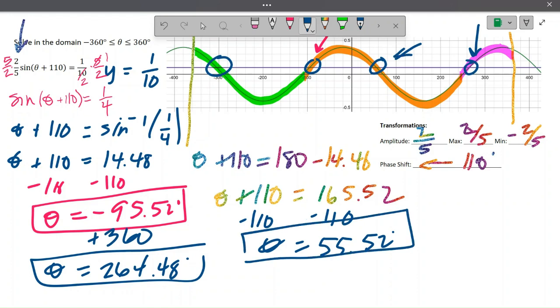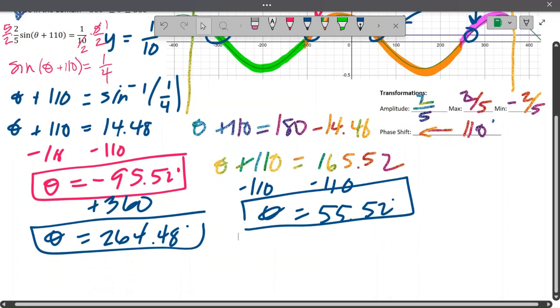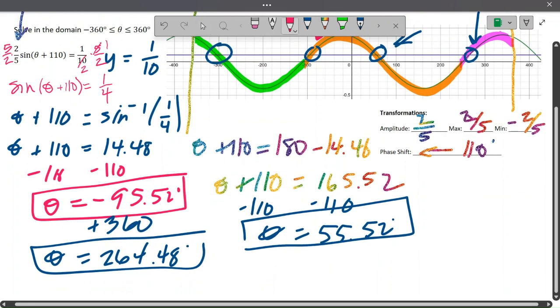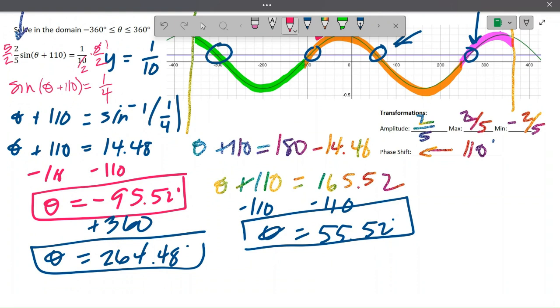And once again, I'm going to use our property, the 360 degree property. So if I added 360 degrees to 55.52, I'm going to end up with a value greater than 360, and that's outside of our domain. But if I subtract 360 from 55.52, I'm going to end up with a value within our domain, and that value will be negative 304.48 degrees.